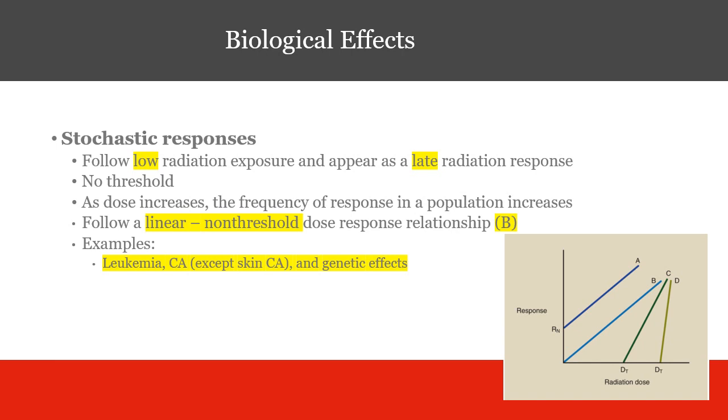As I said before, there is no threshold. Any dose could cause a response. There's no certain dose. As dose increases, the frequency increases, so it's a linear relationship. It's going to follow the picture. In the picture, we're looking at letter B, the light blue line, starting at 0 for both the dose and the response. So it's a linear non-threshold dose-response relationship. A would imply that there was a response without radiation, so you already are seeing cases. And the examples are leukemia, cancer except for skin cancer, and genetic effects.